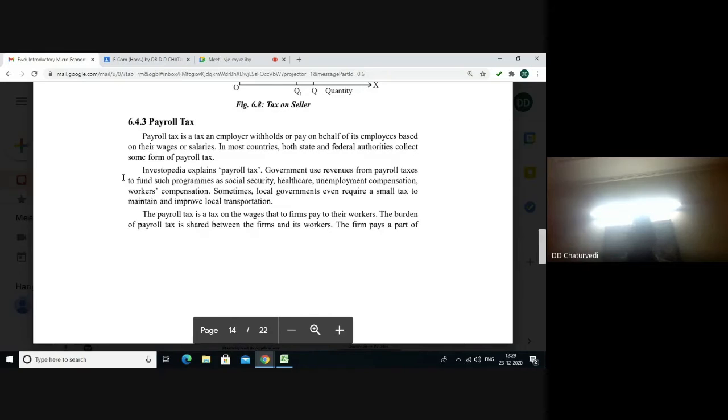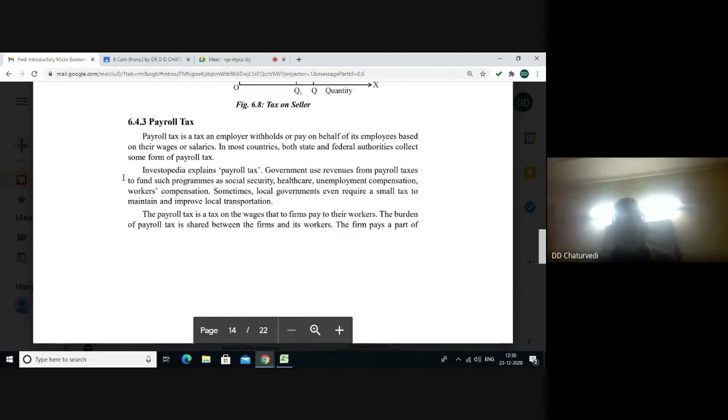The government uses this revenue to fund some welfare programs like social security, healthcare, unemployment compensation, workers' compensation, and sometimes local government authorities also require some tax to maintain and improve the local transportation conditions.